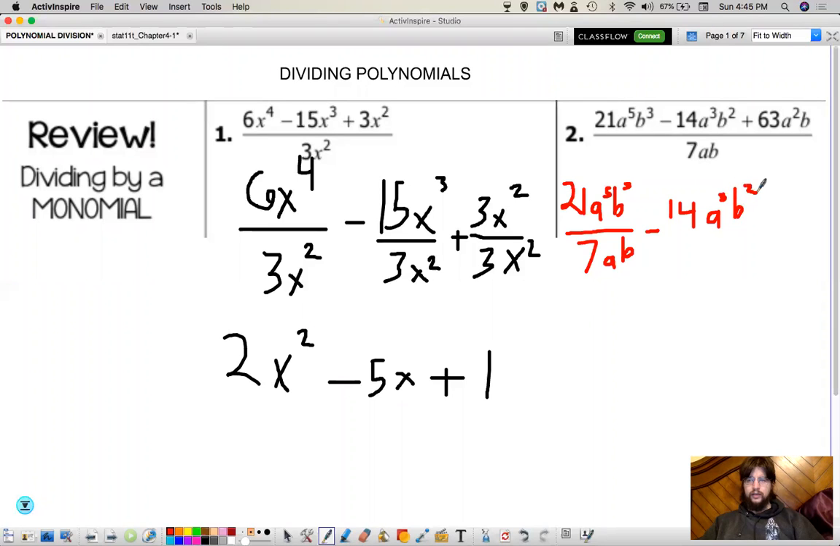So whenever we're dividing polynomials, we need to first decide what thing is our divisor. Is it a monomial? If it's a monomial, just split it up. Is it a binomial? That's what we're getting to next. Is it some other polynomial? Well, then we'll talk about that too. For right now, we're just looking at a monomial because we have one term down here. There's no pluses, there's no minuses, it's just one term. So to do division by a monomial, all we do is split it up and simplify.